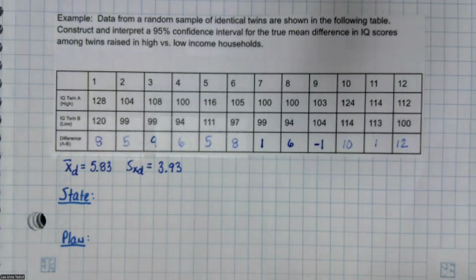5.83. What are we talking about? Like, what are we talking about? Point 3.9. Okay.